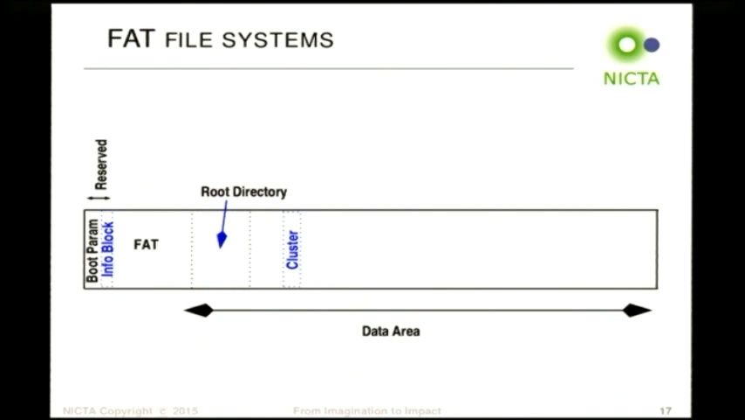A FAT file system looks something like this. You've got a little bit of boot info, the boot parameters, at the beginning, which has info about where things are. Then you've got your file allocation table. Then you've got your root directory, and then you've got cluster after cluster after cluster after cluster. Okay. Remember that graph, because I'll come back to it.